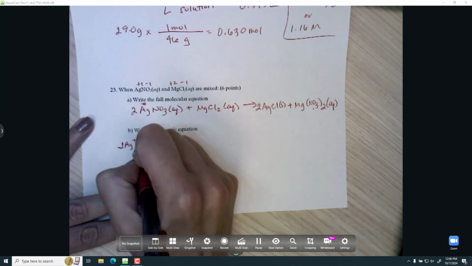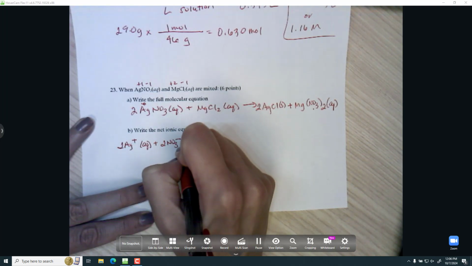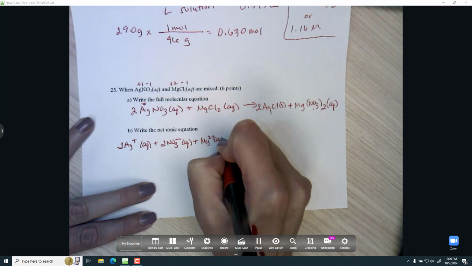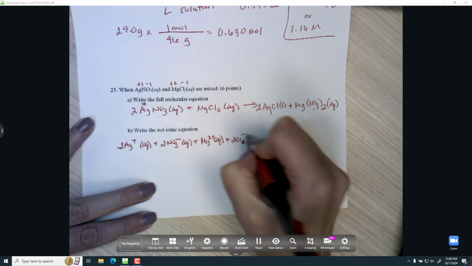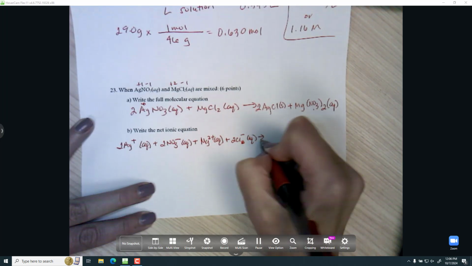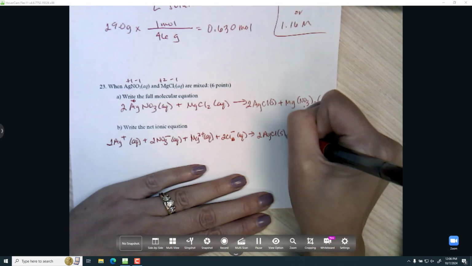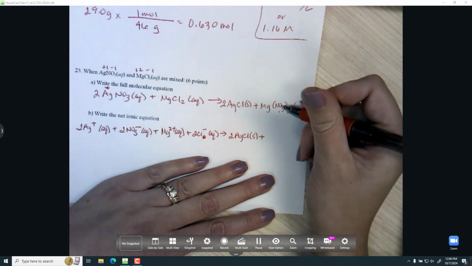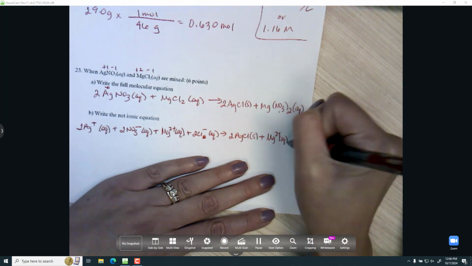For ionic, which is my next step, I need to separate anything aqueous. So 2 silvers, 2 nitrates, 1 magnesium, 2 chlorines. Remember, everything's separating from itself. All those subscripts get moved out in front, so 2 Cl minus. The solid stays like it was, so 2 AgCl solid, and then the magnesium and nitrate get separated. It's magnesium 2 plus and 2 nitrates.